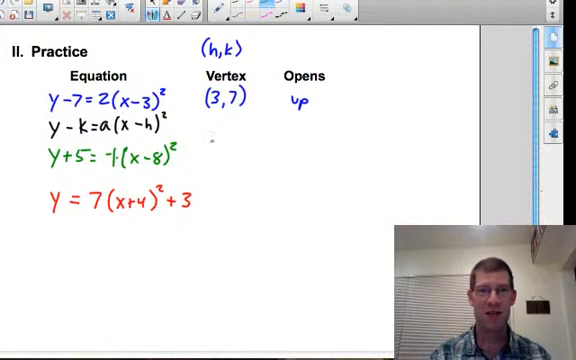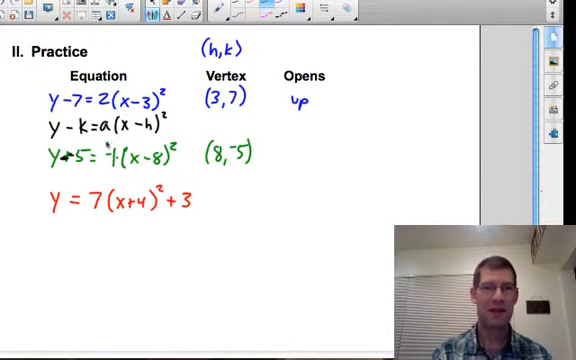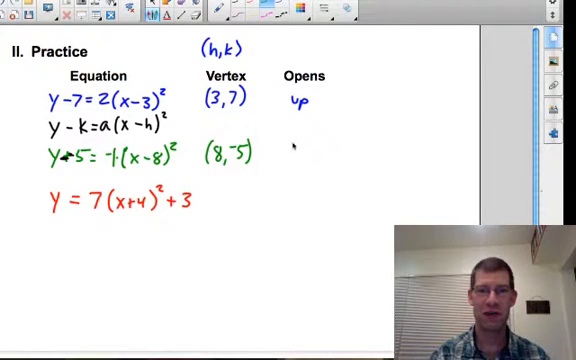Okay, so now my vertex is going to be (h, k) again. So h is still going to be a positive 8. As it says x minus h, it's always the opposite. Here we have y plus 5. That's the exact same as y minus a negative 5. So maybe switch colors here and try to write over the top. So the same as y minus negative 5. So then my k has to be the negative 5. And with a being a negative, it's going to open down.